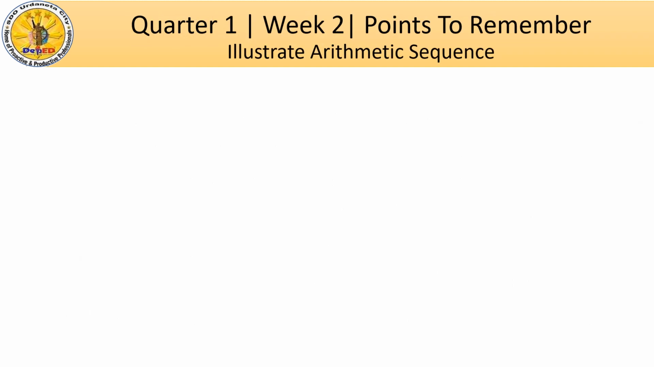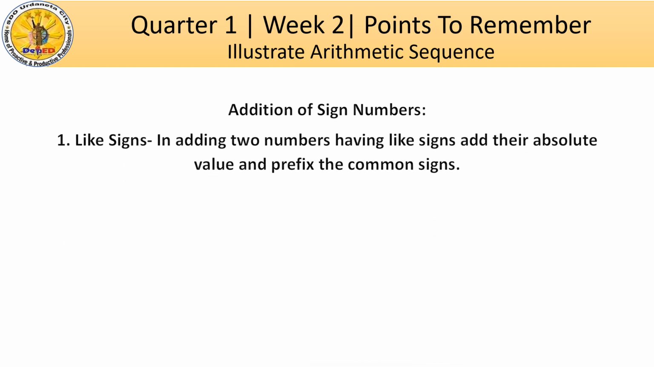Let us know the rules in addition of sign numbers. In like signs, in adding two numbers having like signs, add their absolute value and prefix the common sign. For example, letter A, -5 plus -3. They have their common sign, so we have to add their absolute value. 5 plus 3 is equal to 8. Their common sign is negative, so the sum is -8.